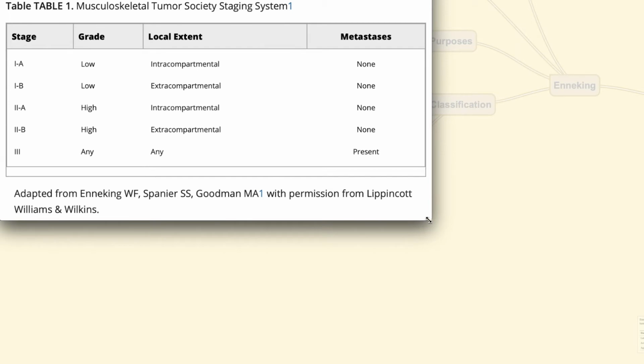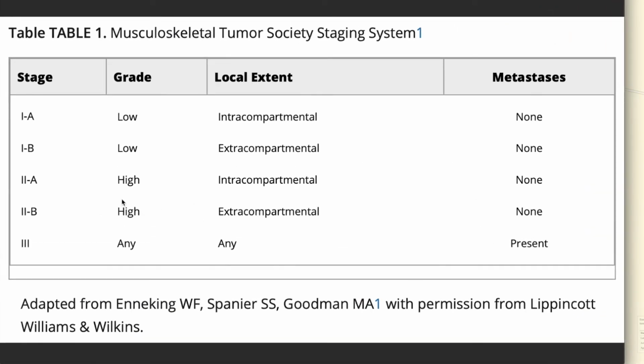he classified into 3 different types, with stage 1A, 1B, 2A, 2B, and grade 3. For the stage 1A and 1B, both have low grade. Remember the grade we just discussed about? This is where it is being put to use. For the A and B, it is determined by the extent of the tumor, whether it is an intracompartmental or extracompartmental tumor. The same goes for stage 2A and 2B.